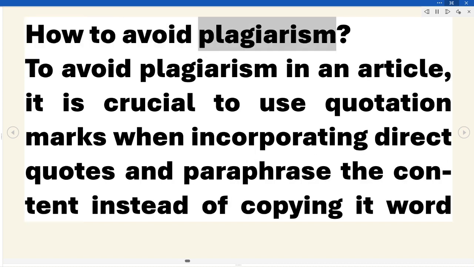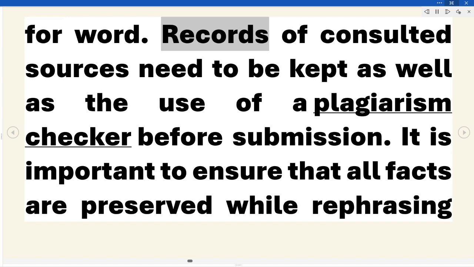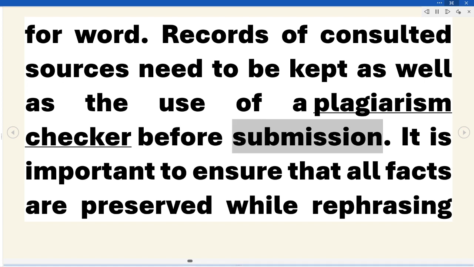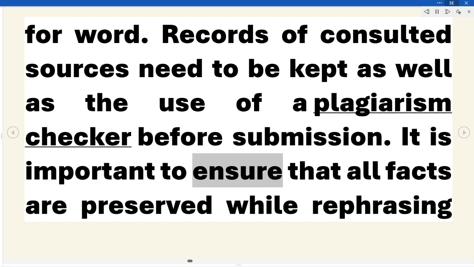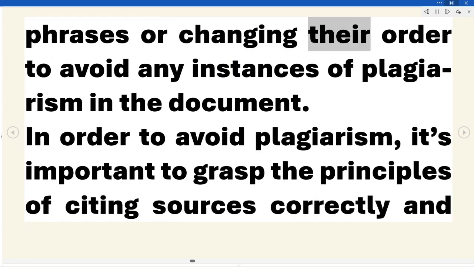How to avoid plagiarism. To avoid plagiarism in an article, it is crucial to use quotation marks when incorporating direct quotes and paraphrase the content instead of copying it word for word. Records of consulted sources need to be kept as well as the use of a plagiarism checker before submission. It is important to ensure that all facts are preserved while rephrasing phrases or changing their order to avoid any instances of plagiarism in the document.